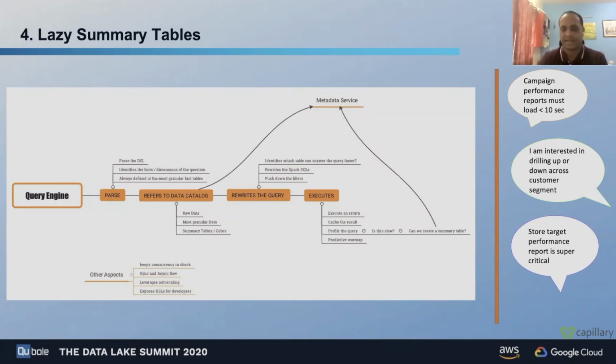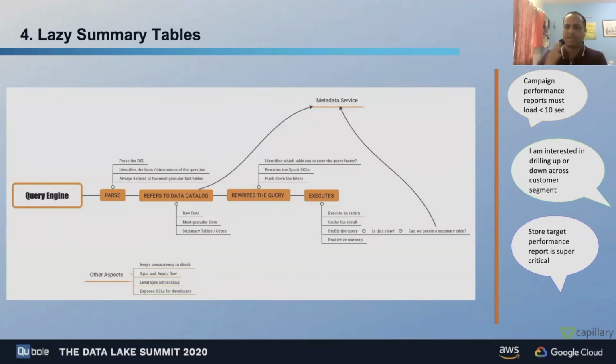keep profiling the queries and find out whether the queries are slow. And if the queries are slow, can we create a summary table out of it? And if the summary table can be created, it just appends that metadata, and next time in the ETL pipeline, the summary tables get automatically created, and the queries become faster automatically. So having this lazy or iterative way of defining summary tables, and those summary tables could be defined per tenant or per vertical, helps us keep the concurrency in check, so that more queries can run in parallel.